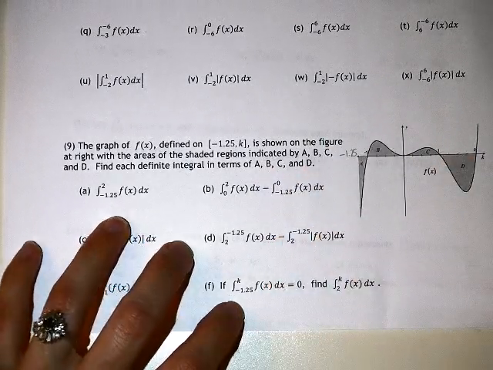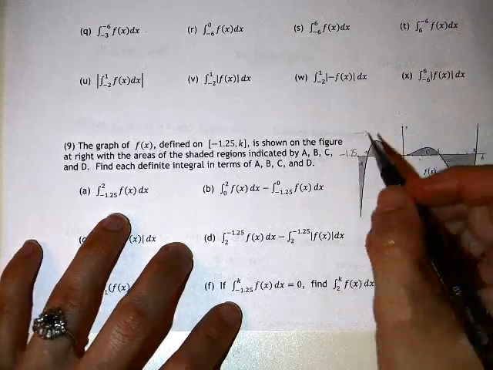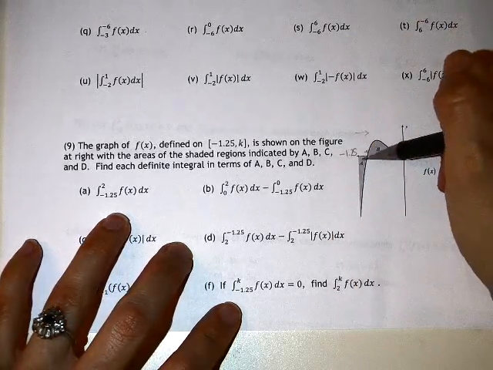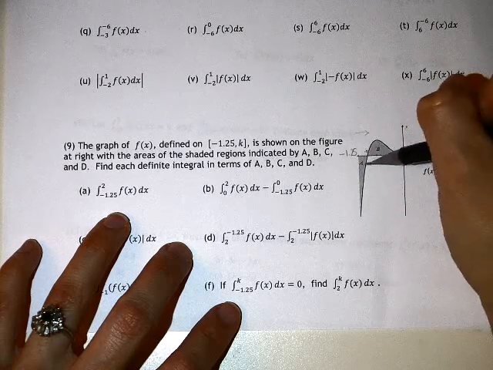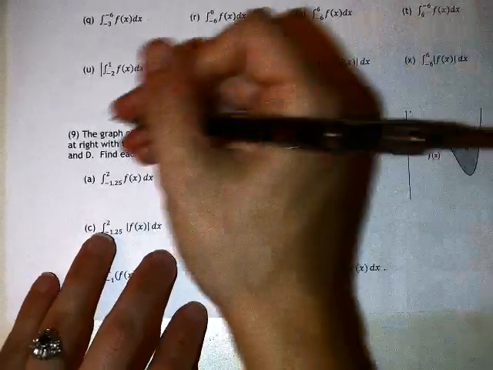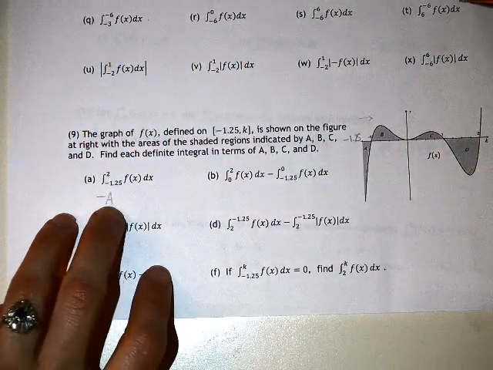But let's think about this for a second. If I started at negative 1.25 and moved to the right, this region A would have a negative area because it'd have a positive base and a negative height. Positive times negative is a negative overall answer. So whatever A is, it's definitely a negative value.